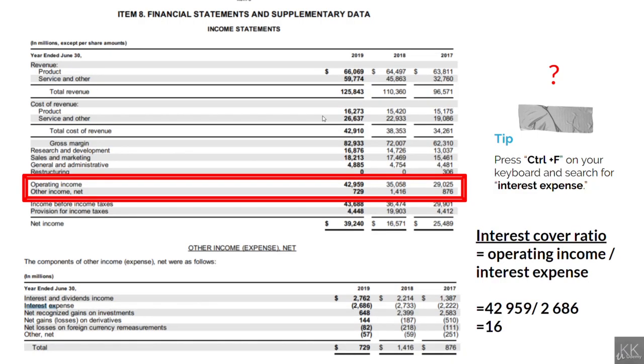Lastly, we want to ensure that the company is generating a sufficient amount of money in order to pay the interest. The interest cover ratio helps us determine this. In order to calculate the interest cover ratio, we need operating income and interest expense. To do this, we are going to go to the income statement. In the income statement for Microsoft, let me know if you can find the interest expense amount. I will give you 5 seconds.